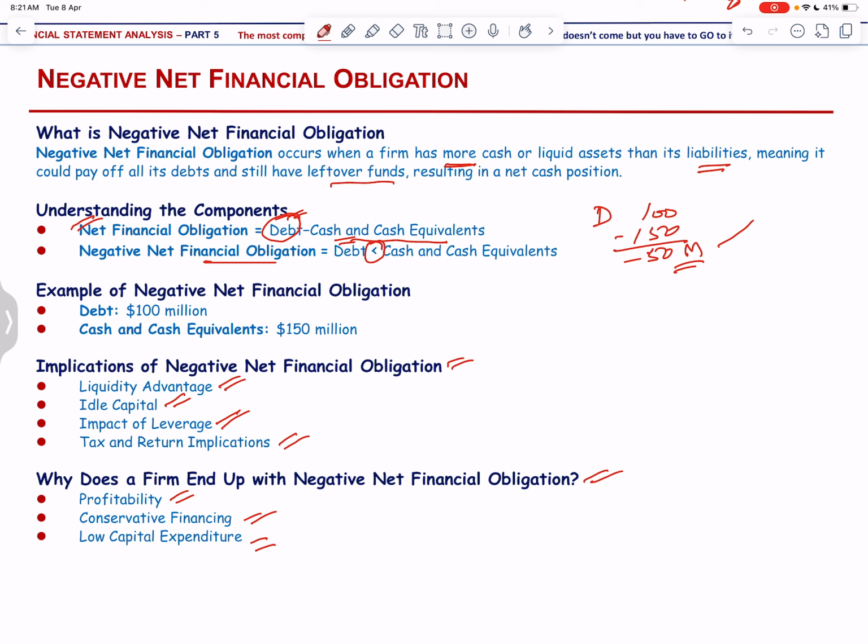To conclude, a negative net financial obligation is a sign that a firm has more liquid assets than it owes in debt. This situation is typically a sign of strong financial health, as the firm has the ability to pay off its debt and still retain significant cash reserves. However, while this can be a sign of low financial risk, it can also indicate that the company might not be utilizing its capital as effectively as possible, particularly if those cash reserves aren't being deployed to generate higher returns.